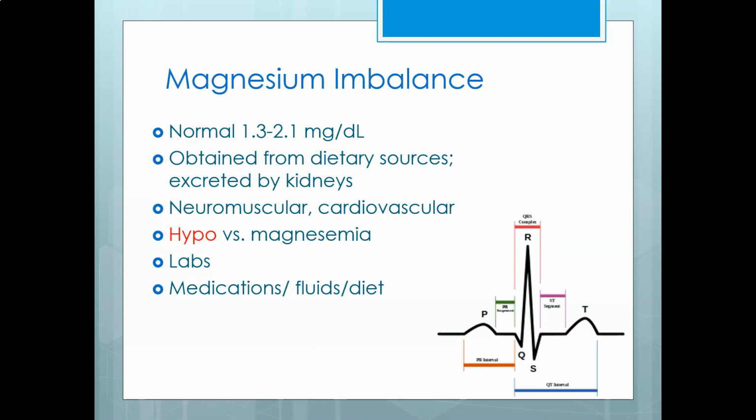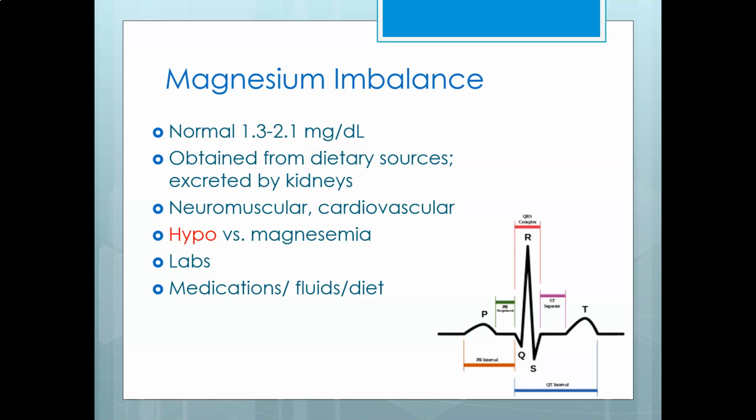If cardiac problems are severe or their hypermagnesemia levels are extremely high, they will give calcium gluconate to reverse the actions of the magnesium. So those are things that you will see when someone has a high magnesium level.